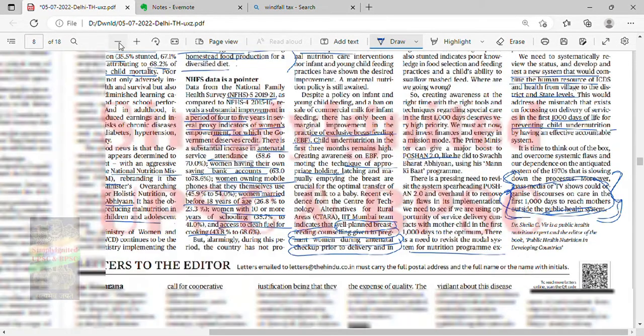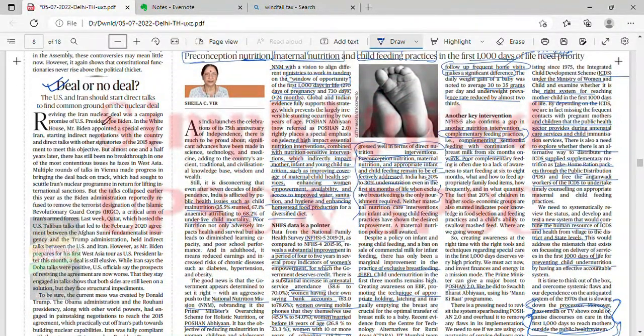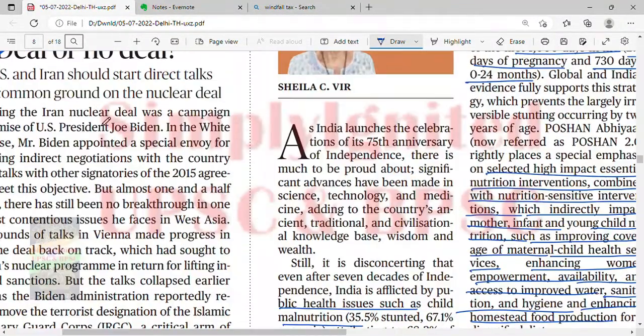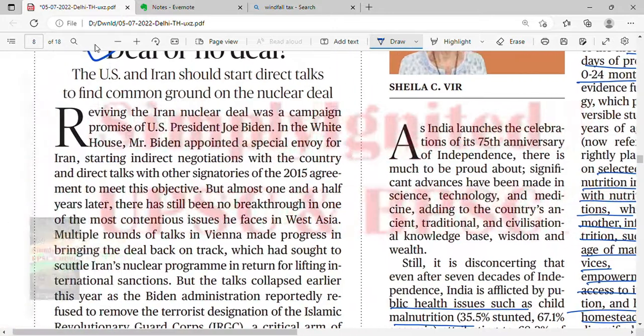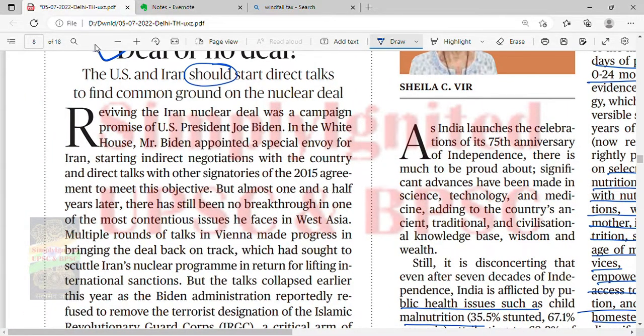There was one more article, I think. Deal or no deal? The US and Iran should start direct talks. Again, I misread it. Should start direct talks. Okay, so it is more or less what? It is an article that is giving ideas that yes, they should do this, they should do that. Fine, give it a read. It won't have anything special here.